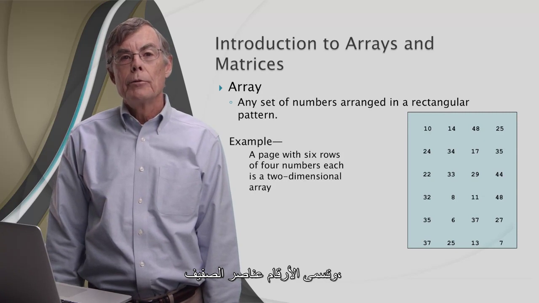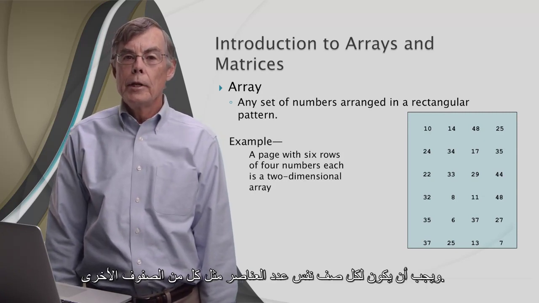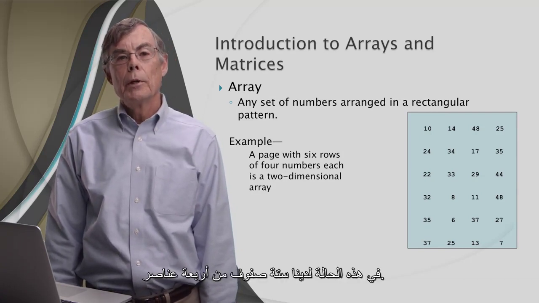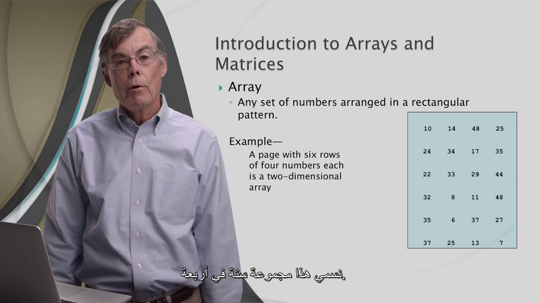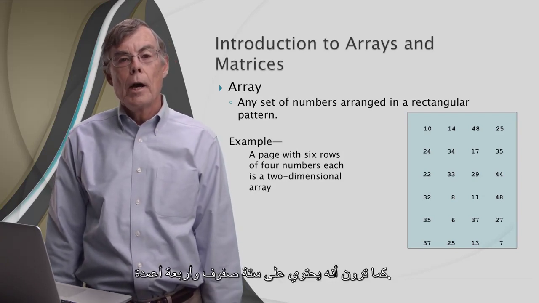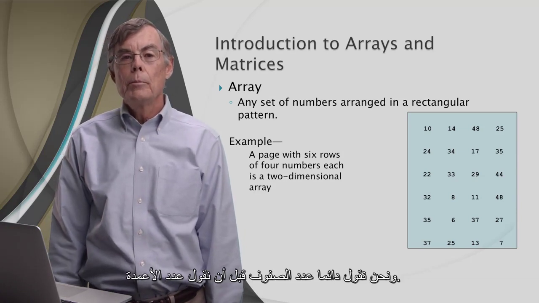Numbers are called elements of the array, and each row must have the same number of elements as each of the other rows. In this case, we have 6 rows of 4 elements. We call this a 6 by 4 array. As you can see, it has 6 rows and 4 columns. And we always say the number of rows before we say the number of columns.